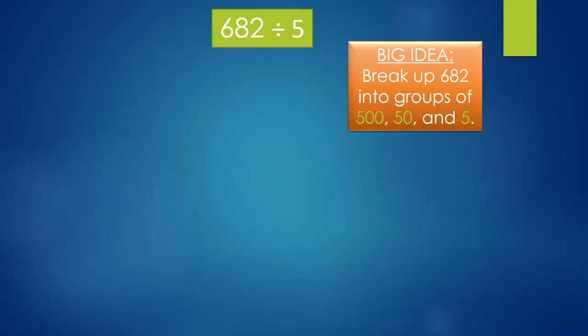What I ended up figuring out, and I'm going to jump straight to the big idea here, is that we want to break up our big number into groups of 500, 50, and 5. If we're dividing by 5, we want to know how many 5s fit into this number. If you can break this number down into groups of 500, then you'll know that there are 100 5s in there. If you can break it into 50, you'll know that there are 10 5s. And if you break the remainder into 5s, you'll know there are that many 5s in it.